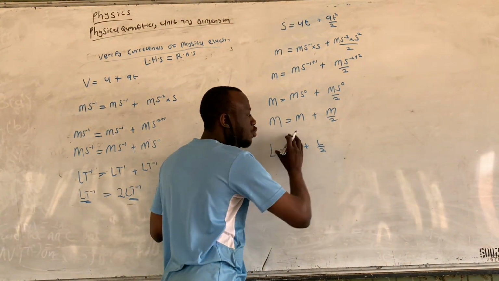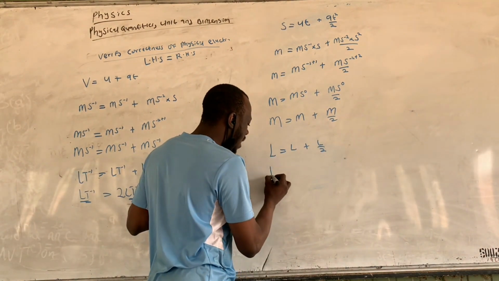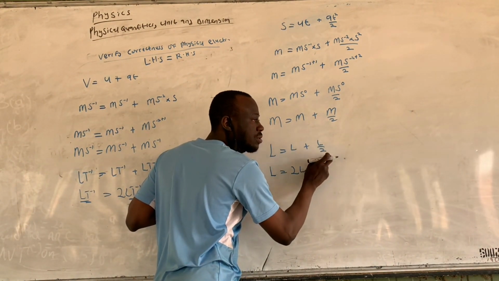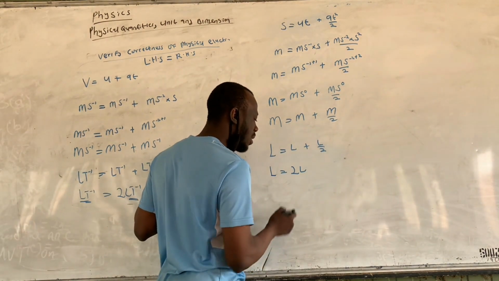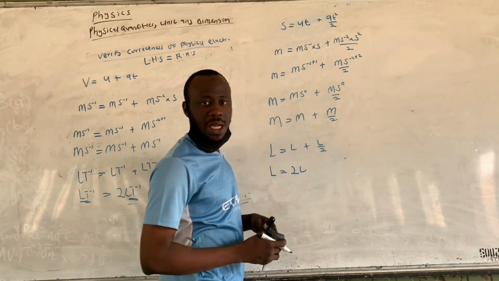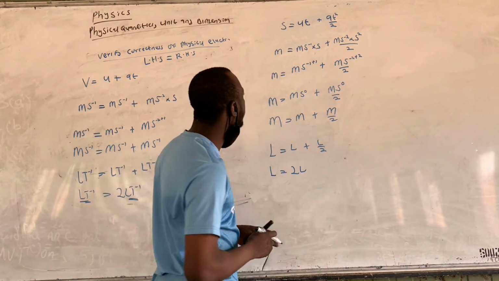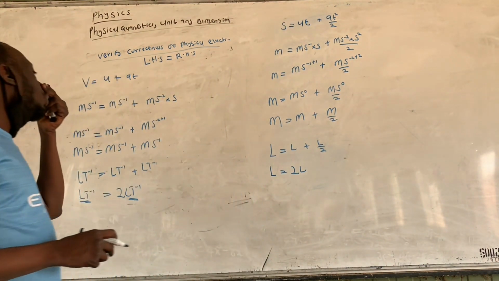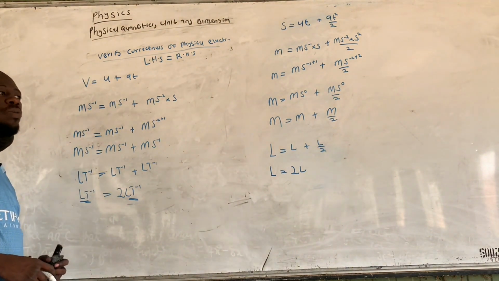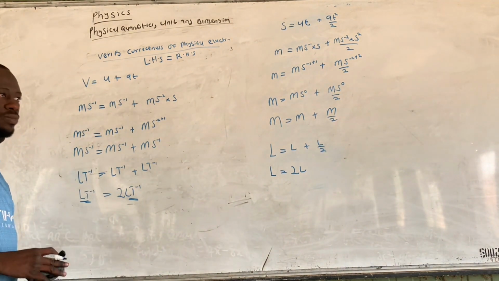What we have here is what we have here. Now you can say that L equals, for example, 2L. If we remove this 2, that's all. Again, the dimension here is L equals L. Remember that a pure number does not have a dimension. So this is how we use dimension to verify the correctness of a physical equation, please.